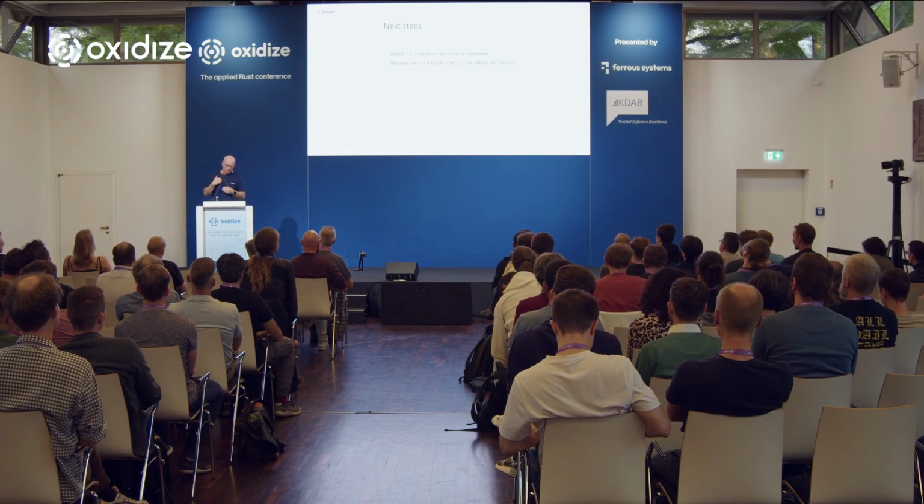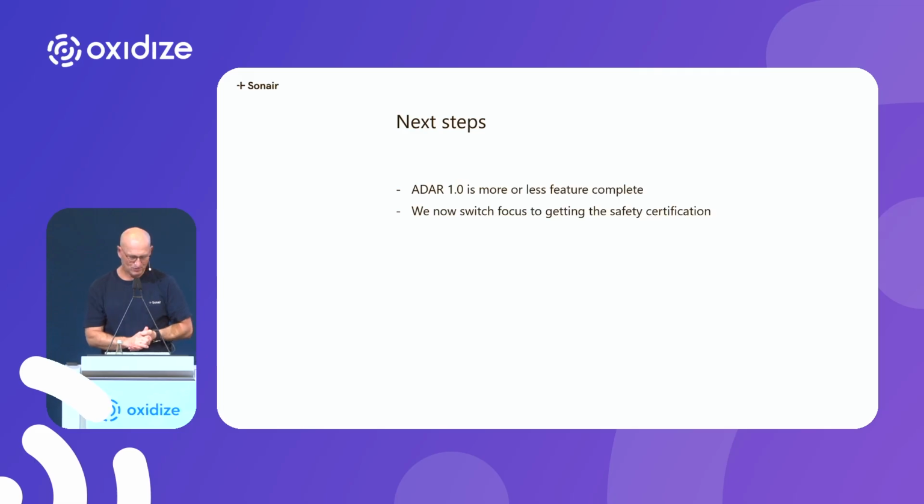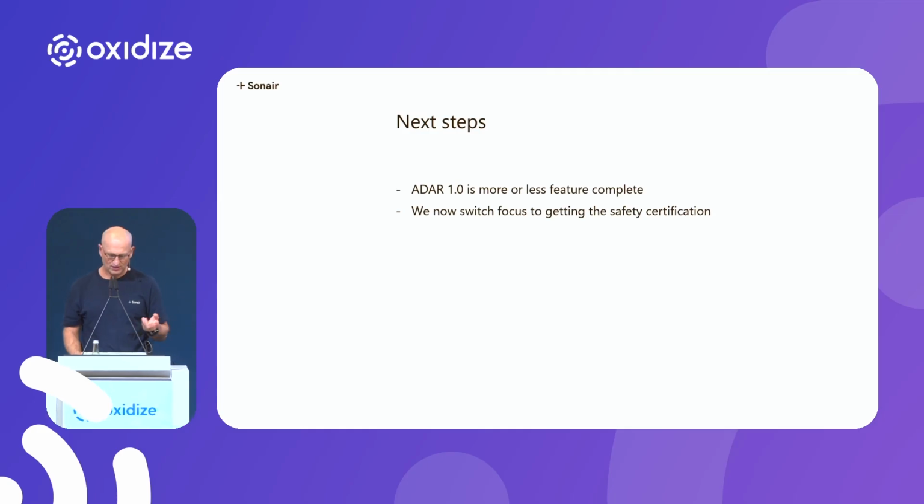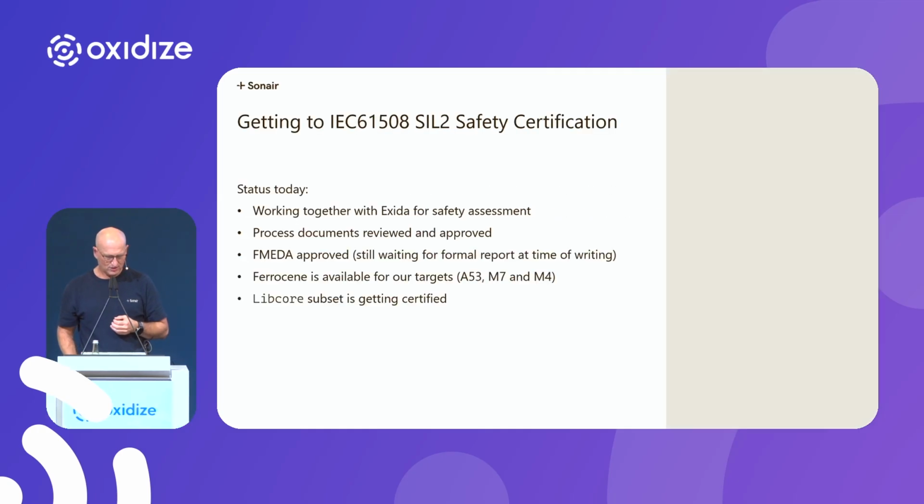So ADAR 1.0 is more or less feature complete. We are now switching focus to getting the safety certification. We're working together with Exida for that. Process documents are being reviewed and approved, and we have an FME day that, well, it's not approved, but like you said, we're close.